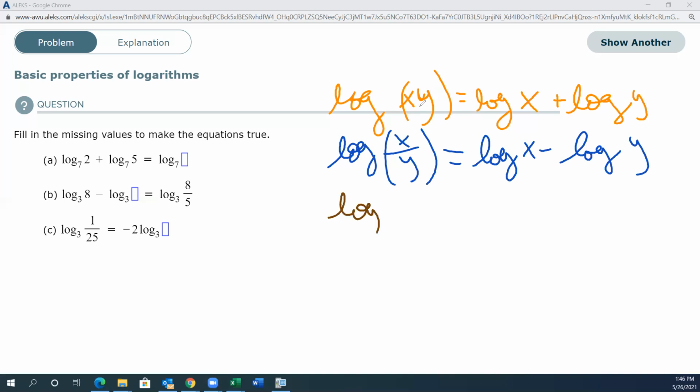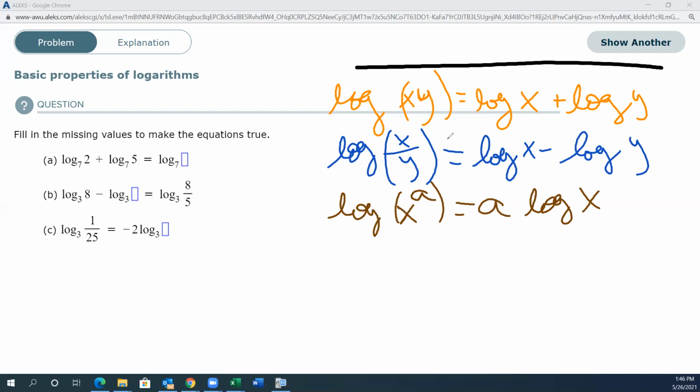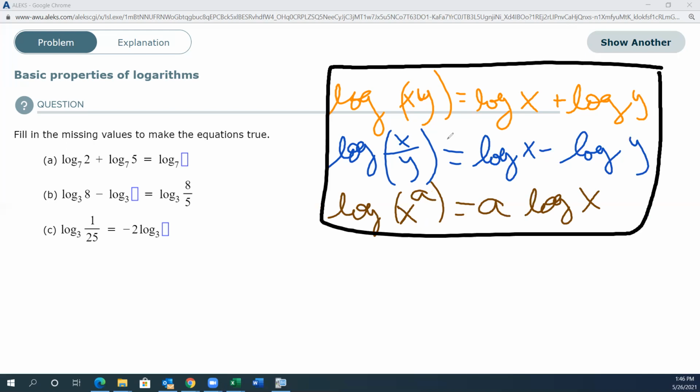What about log of x to the a power? Okay, so how could we simplify that? Well, if everything being plugged into the log is all being raised to that same power, then you can pull that power out and put it out front. Okay. And those are the three properties of logs that we want to work with in this section.